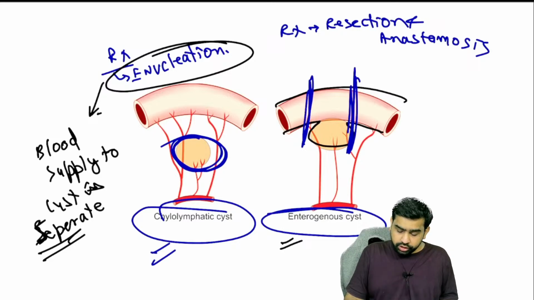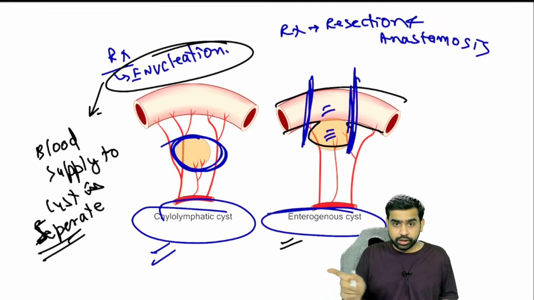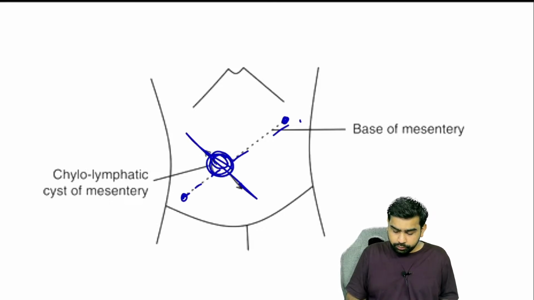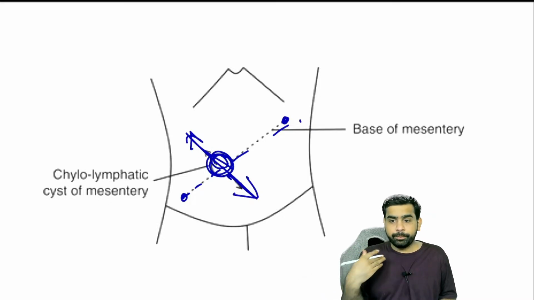Why? Because the blood supply is common between the intestine and this particular cyst. Okay, so blood supply is common, and that is why you have to do a resection and anastomosis over here. I hope you understand these particular points. And as you can see over here, this is the attachment of the mesentery. So this particular cyst moves perpendicular to the direction of that. That is what you need to understand over here.